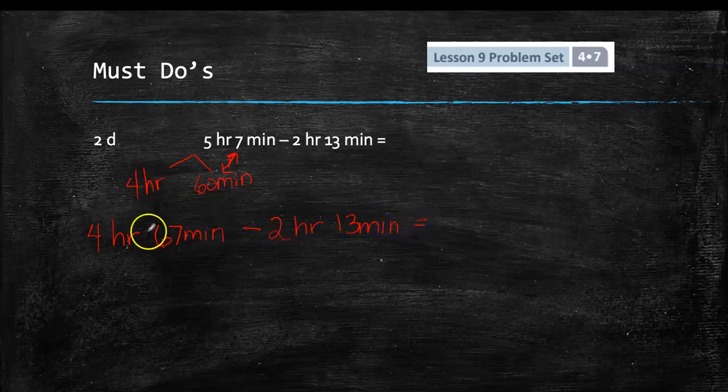I'm going to subtract my hours first. 4 hours and 2 hours. I subtract, and I have 2 hours. I'm going to show my work over here for my 67 minutes minus my 13 minutes. 7 ones minus 3 ones equals 4 ones. 6 tens minus 1 ten equals 5 tens. That will give me 54 minutes. Almost another hour, but not quite. All right, that's the answer to the letter D.